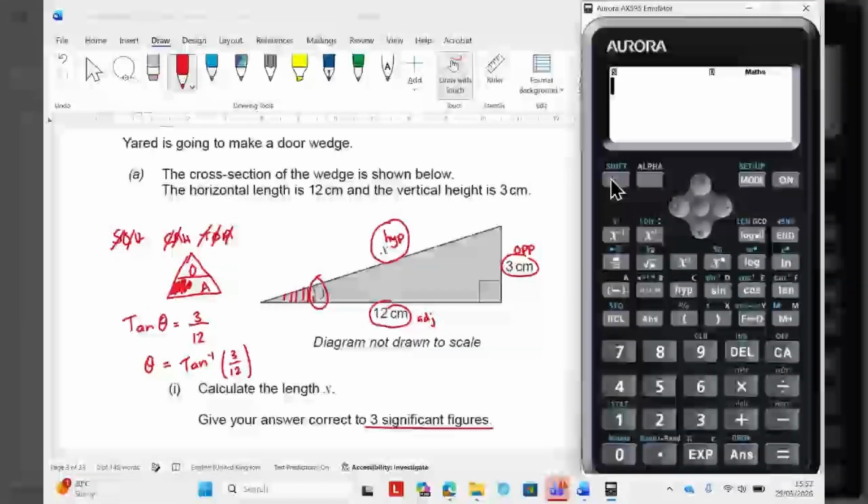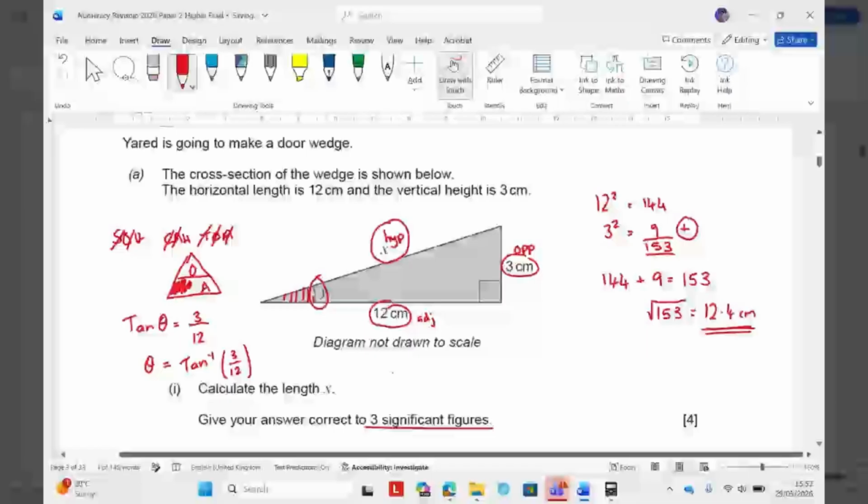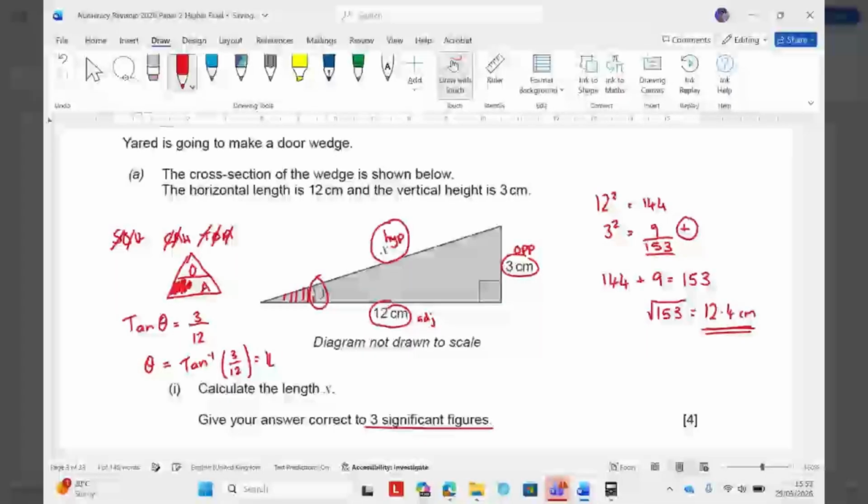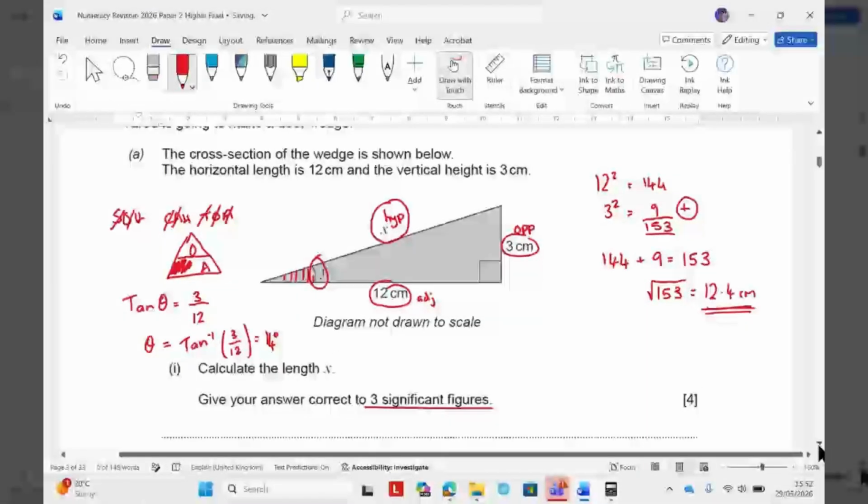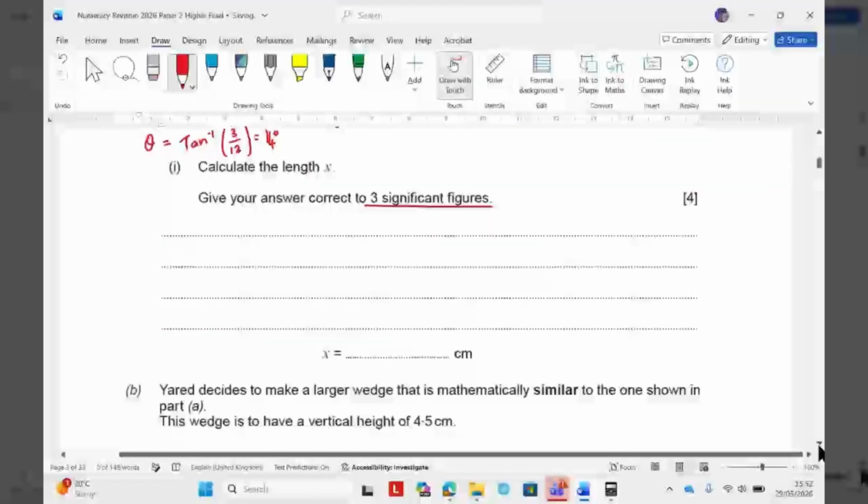Shift tan to bring up tan minus 1. Then I can use this button if I want to and put 3 over 12. Don't forget to come over and close the bracket there. So it looks exactly like that there. And to 3 significant figures, that would be 14.0 or just 14, okay? Just 14 degrees. So that's using trigonometry to find an angle and using Pythagoras to find a side. You're going to get both trigonometry and Pythagoras in any paper 2.